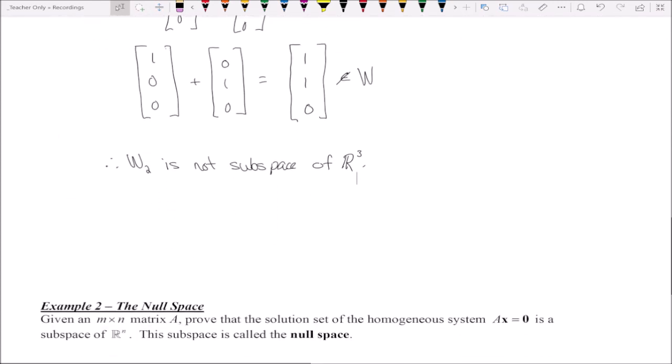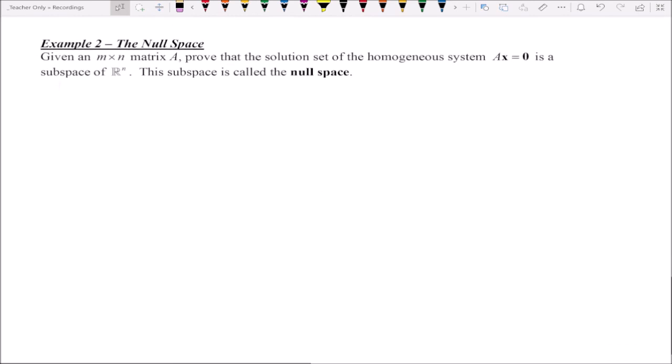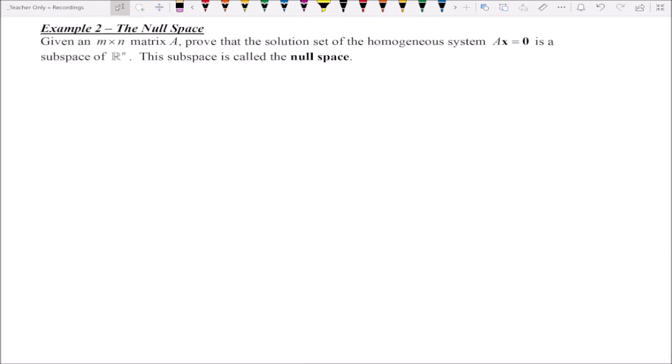Finally, we're going to look at a special subspace called the null space. So given an M by N matrix A, we're going to prove that the solution set for the homogeneous system AX equals 0 is a subspace of Rn. And this is called the null space.